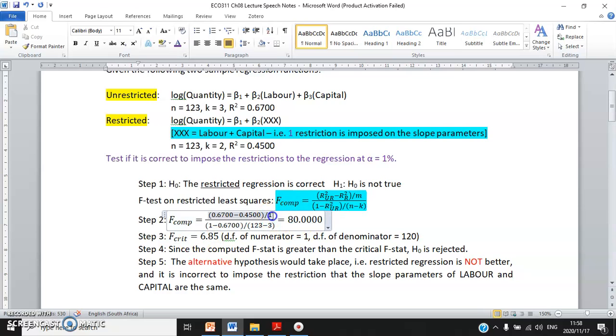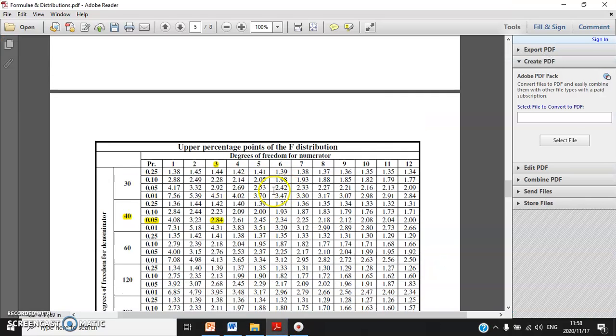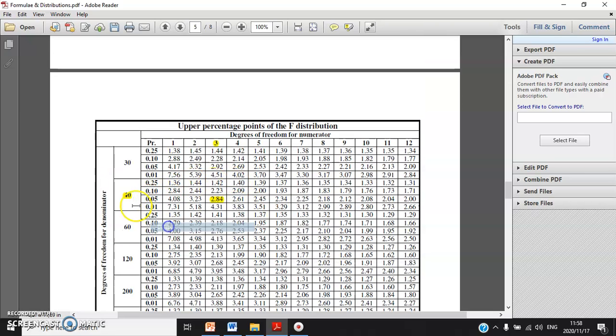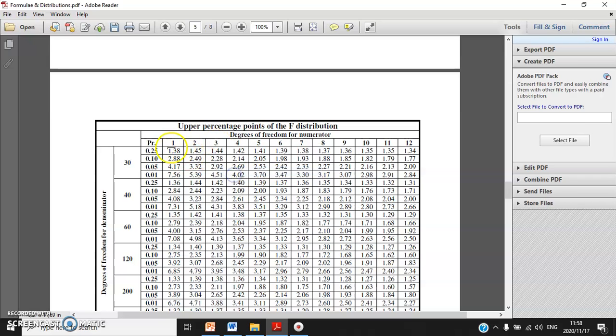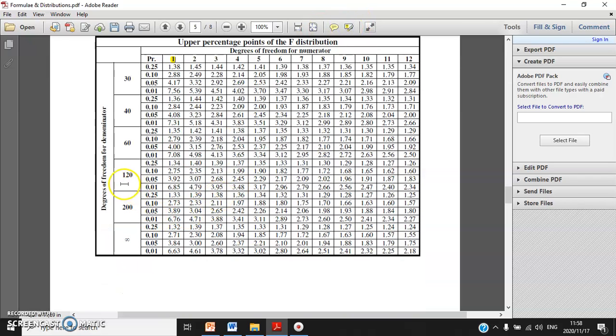Critical f-stat, degrees of freedom of numerator is hiding here, which is my M, number of restriction, 1. Degrees of freedom of denominator, N minus K, coming from the unrestricted regression, so 120. 1 and 120, alpha is 1%. So let me uncolor these from the previous question. So 1, 120, alpha is 1%. See. Then your critical f-stat would be 6.85.